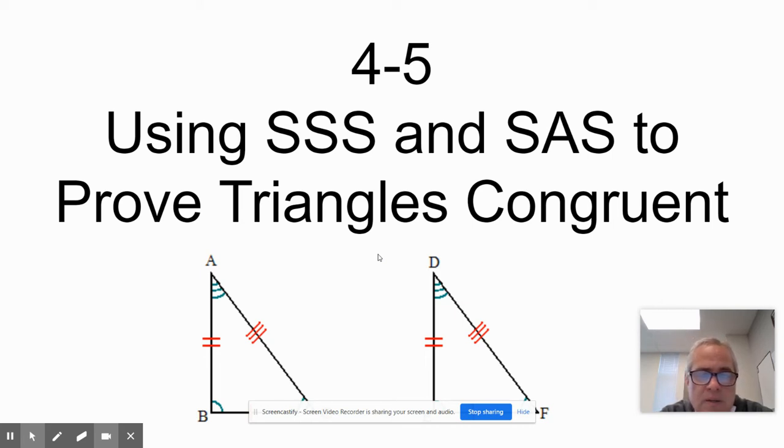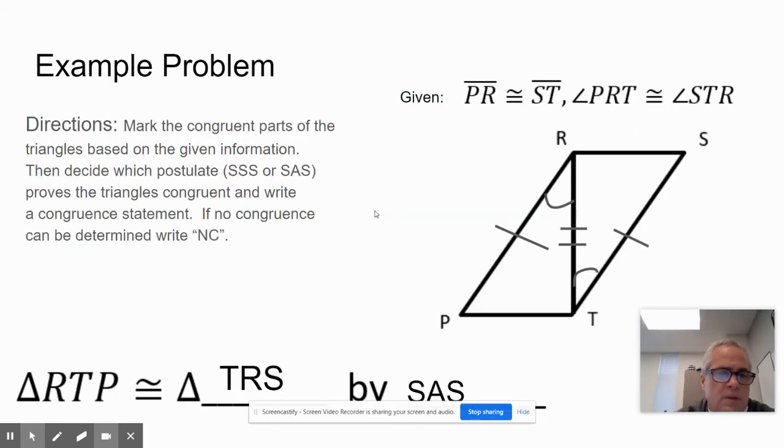It says using SSS and SAS to prove triangles congruent. Okay, and here's the example. This is just an example problem. It says mark the congruent parts of the triangles based on the given information. Decide which postulate proves the triangle is congruent. Write a congruent statement. If no congruence can be determined, write NC. And so then up here, I was given some stuff.